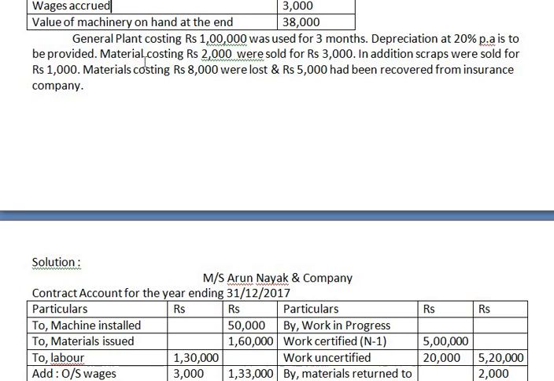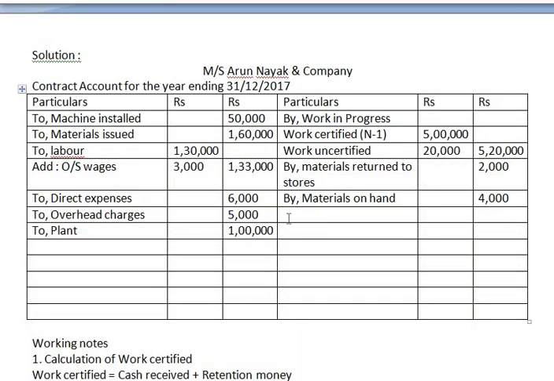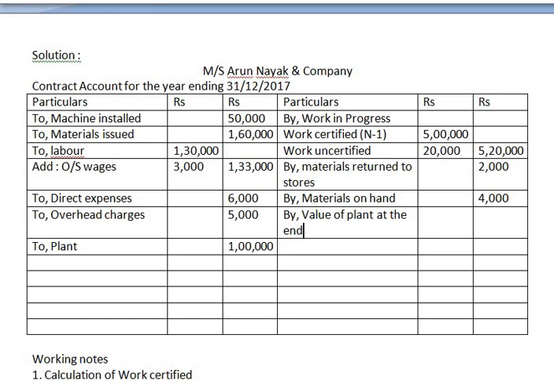Now here, value of machinery on hand at the end, also we will record it on the credit side first. By value of plant at the end, amount is 38,000 rupees, which is given in the chart, last point.